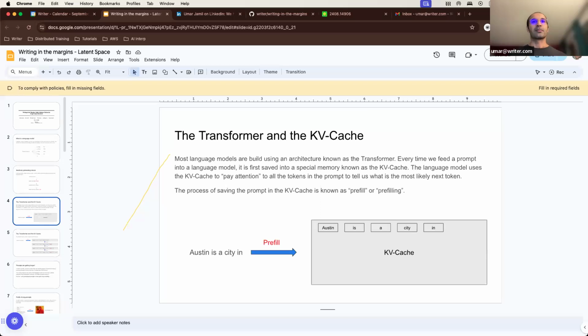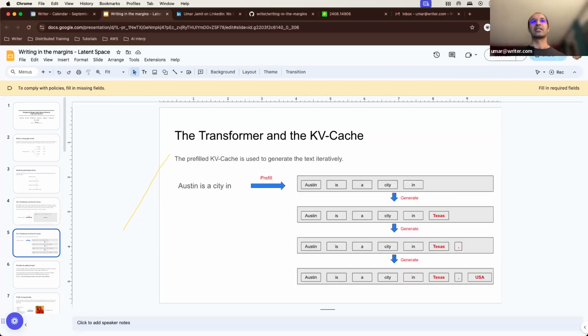So imagine that we have a prompt that says, Austin is a city in. The first thing that we do to generate text with this prompt is we prefill it into the language model in the KV cache. And then we leverage it to generate tokens, one token at a time. The KV cache is this kind of memory in the language model, in any transformer model that is autoregressive: if it contains some tokens, then the language model will leverage them. If it doesn't contain those tokens, then the language model cannot leverage them. So the language model only sees what is inside of the KV cache.